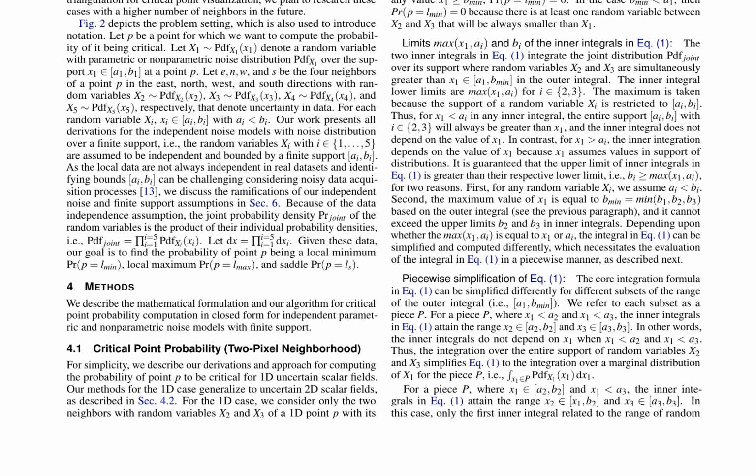The local minimum probability, PR, P equals L min, is derived by integrating the joint probability over its support, where x1 is simultaneously smaller than all neighboring random variables, x2 and x3. This probability can be represented as an integral over the support of x1, x2, and x3. The authors describe the integral limits and piecewise simplifications of the core integration formula, which involves computing the probability of x1 being smaller than x2 and x3.